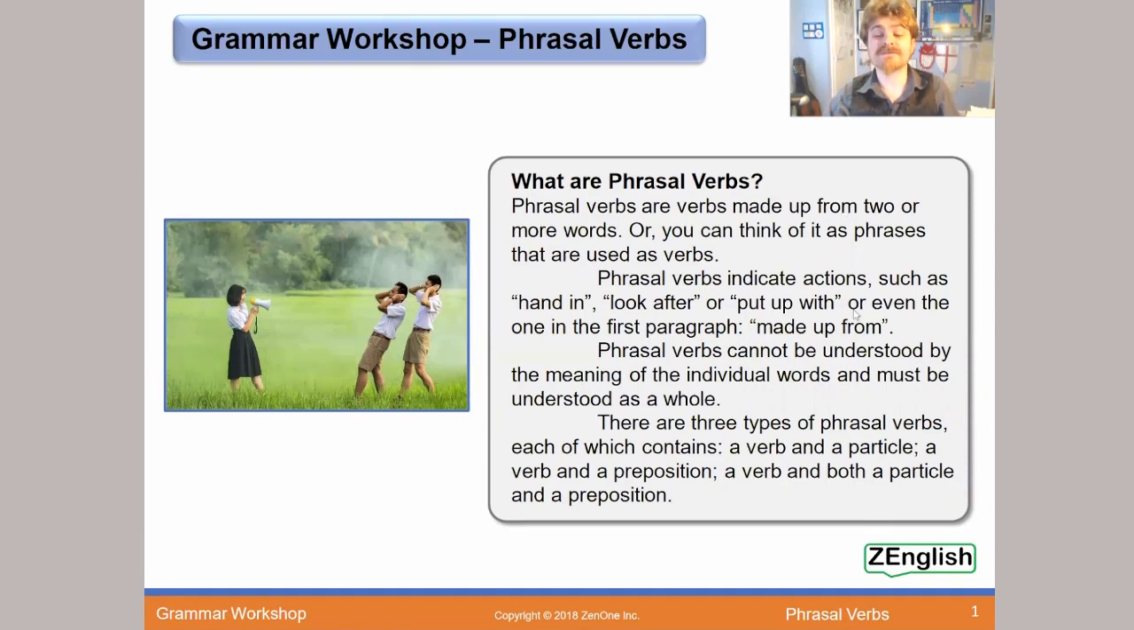Okay, so phrasal verbs cannot be understood by the meaning of the individual words and must be understood as a whole. You must consider it as a whole phrase. There are three types of phrasal verbs, each of which contains a verb and a particle, or a verb and a preposition, or a verb and both a particle and a preposition. Don't worry about this terminology, about what a particle is or anything like that. I'll get to that in short course.